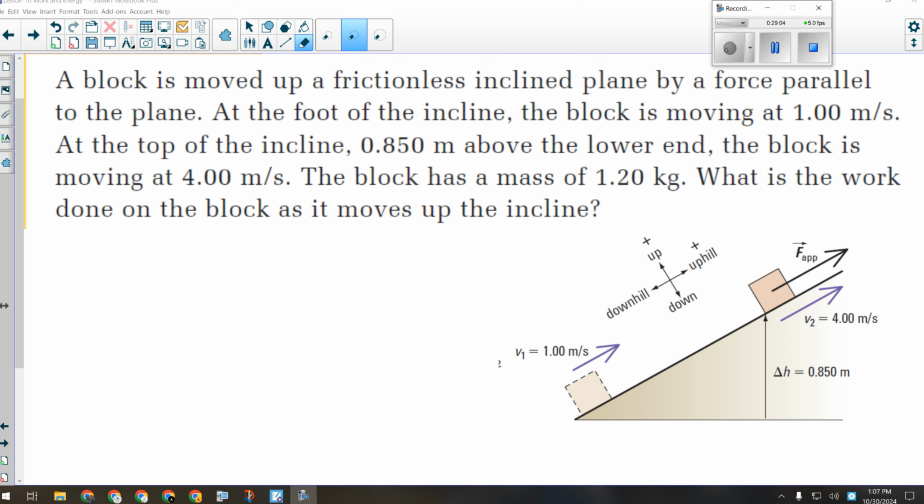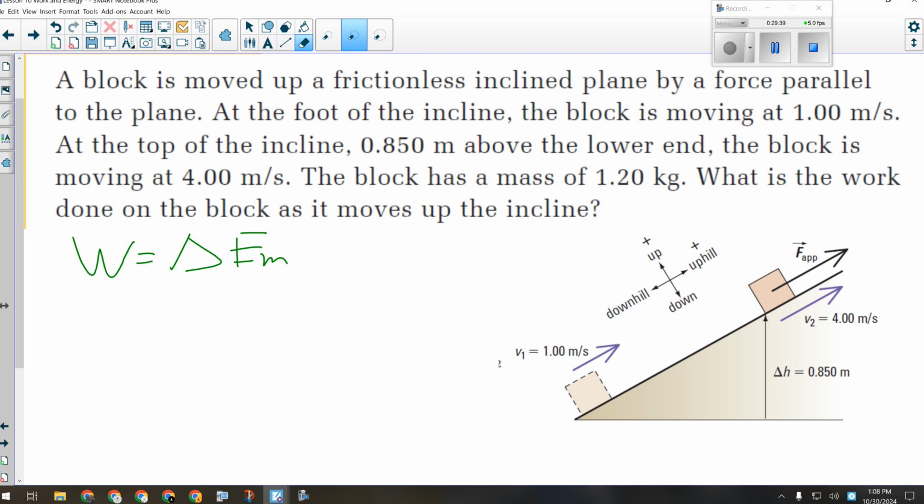In this one, we're sure. There's definitely work being done because not only does it go up the hill, it goes faster up the hill. That means both types, kinetic and potential, are changing. So that's something we have to establish just from looking at the question. Is work actually being done? We're sure it is, so we're going to say this. Work is equal to the change in mechanical energy. It's also equal to force times distance.